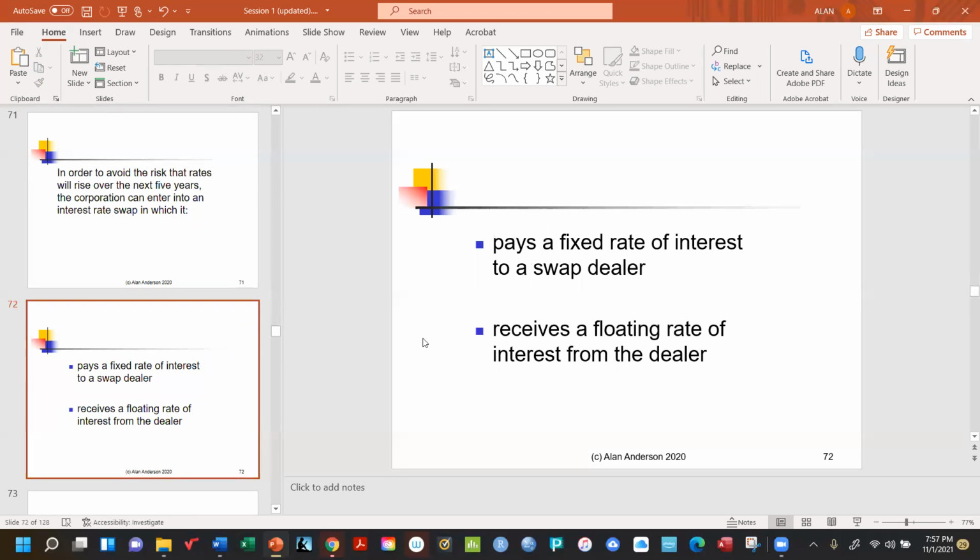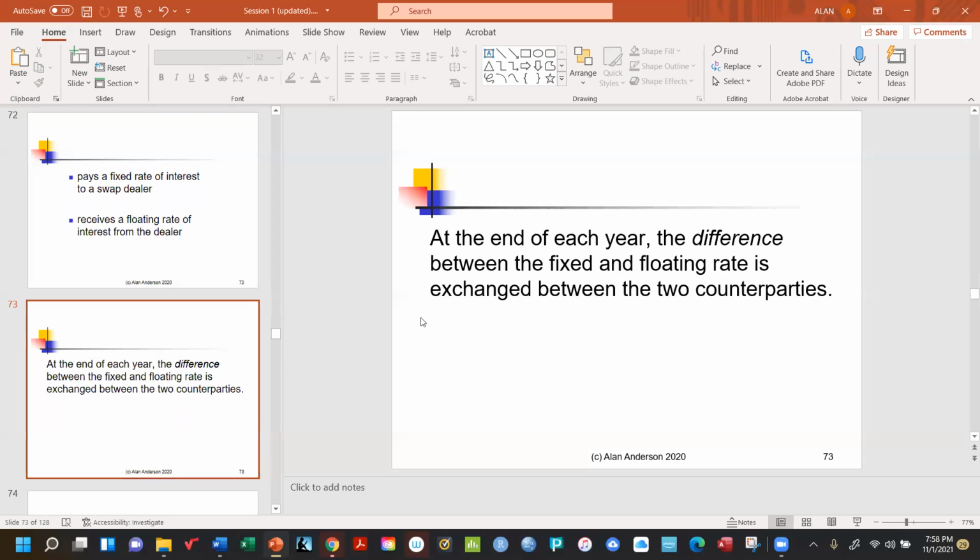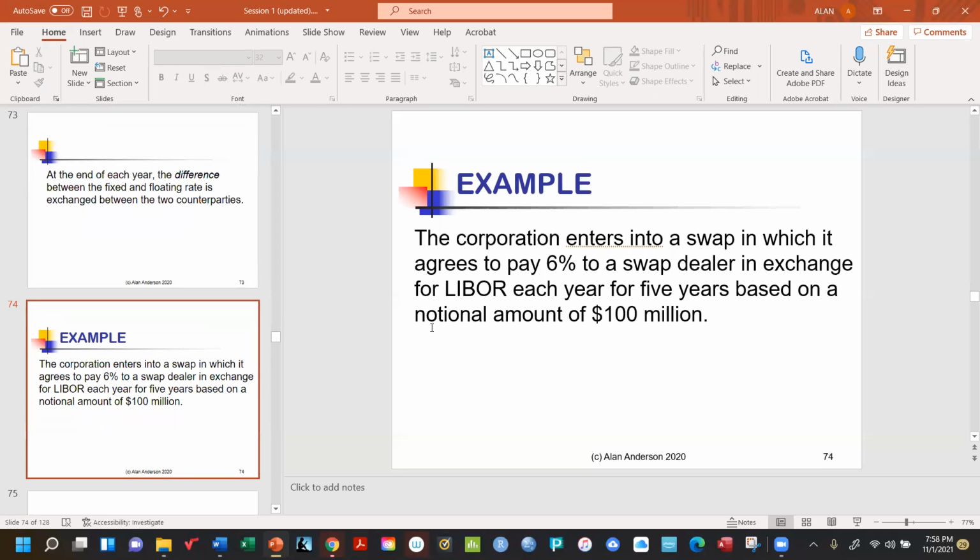What we need to do is go to a swap dealer. And what we're going to do, and there's going to be a diagram, by the way, to explain this better, we're going to pay a fixed rate of interest to the swap dealer, and they will pay us back a floating rate, which we will then use to pay the bondholders. And the effect of this is that we'll only have to pay a fixed rate of interest.